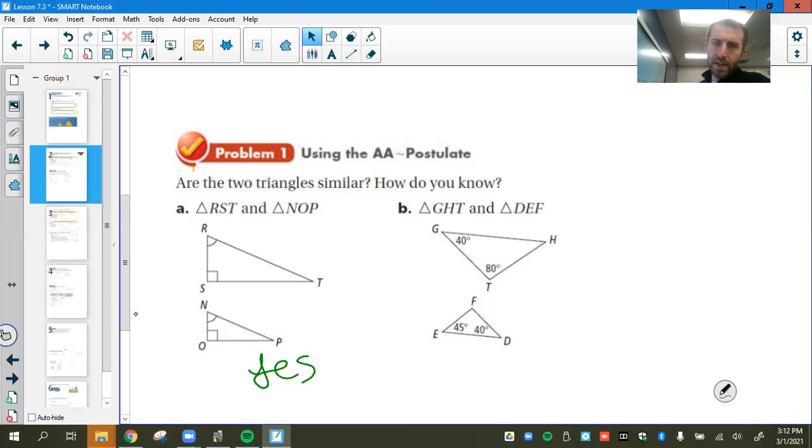Our second one, okay, G is 40, T is 80. Okay, well, G and D are both 40, so that could work. We need to find that other angle though. What's angle H? Well, 40 plus 80 is 120, minus 180 is 60. And this one would be 105. Are those two triangles similar? No. They have different angles.